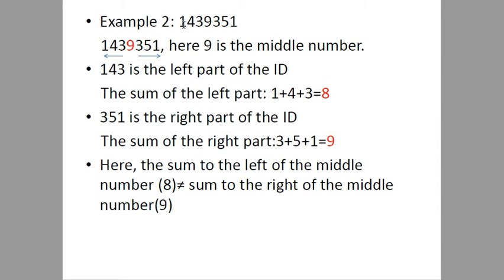For the next example, consider the number 1439351. So here 9 is the middle number with 3 digits to its left and 3 digits to its right. So here again we need to sum the left part and the right part. The sum of the left part will be 1 plus 4 plus 3, which is equal to 8, and the sum of the right part will be 3 plus 5 plus 1, which is equal to 9. Here the sum of the left part, which is 8, is not equal to the sum of the right part, which is 9. So this ID 1439351 is invalid.